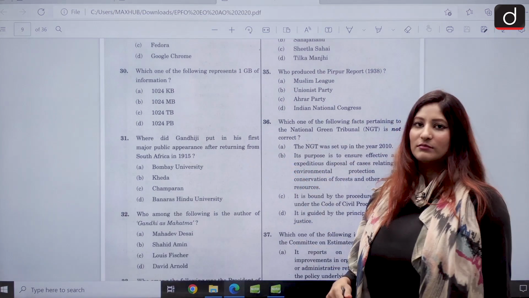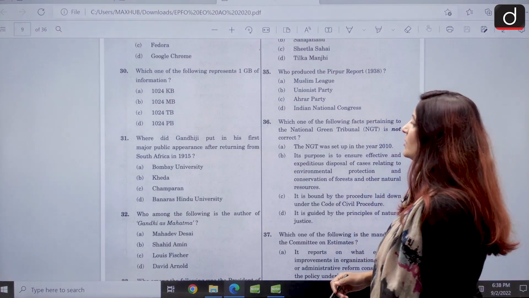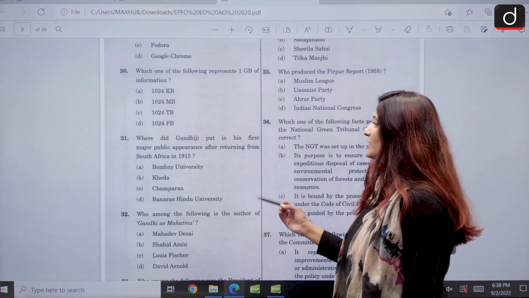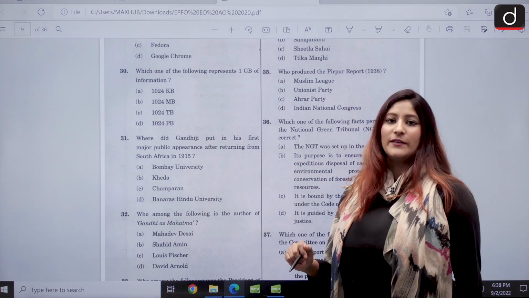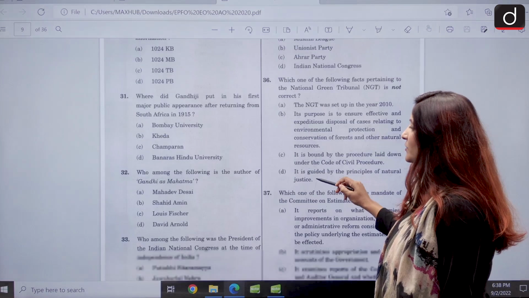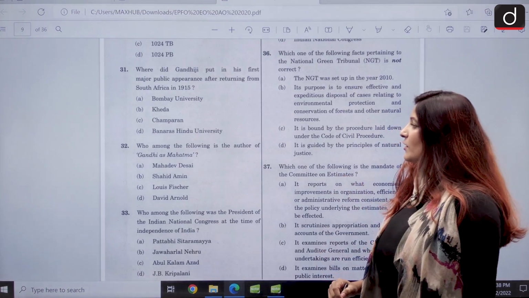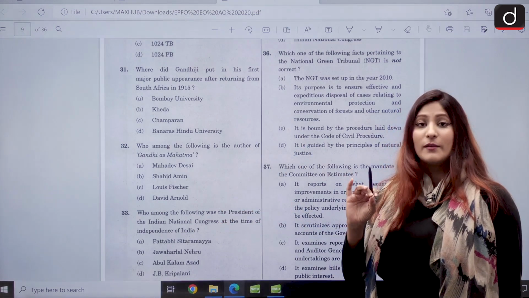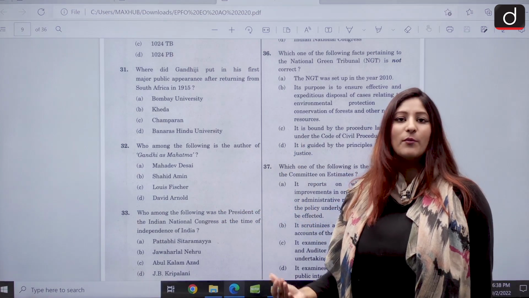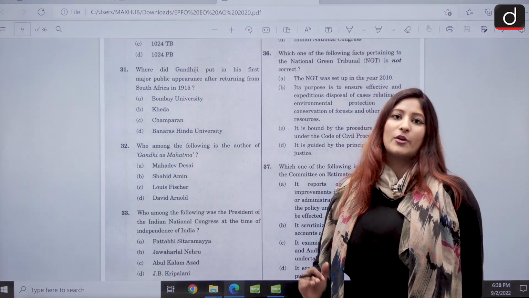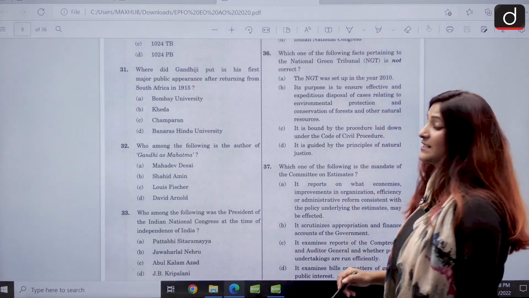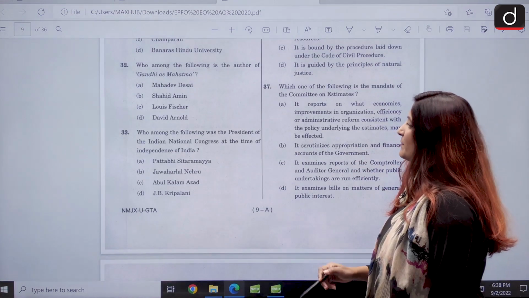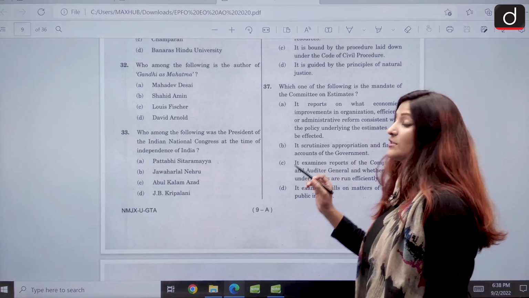Now our favorite, if you have studied it, history question, modern history. Where did Gandhiji make his first major public appearance after returning from South Africa in 1915? Factual question from modern history. Who among the following is the author of Gandhi as Mahatma? Important books are also there. So whichever books are about important personalities or written by important personalities should be a staple part of your revision policy. Who among the following was the president of INC at the time of independence of India?